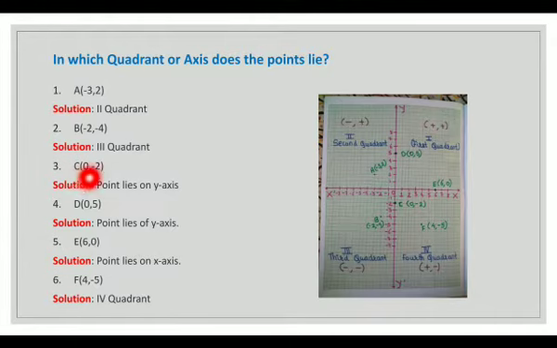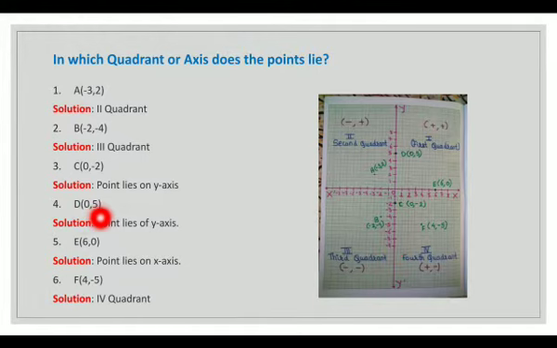C (0, -2) as x is 0 and y is -2. Here is the point C (0, -2). So it lies in which quadrant? Neither of the quadrant. So it lies on y-axis.